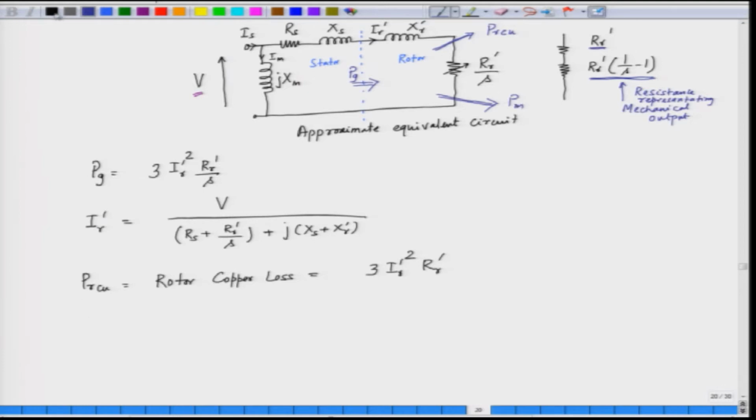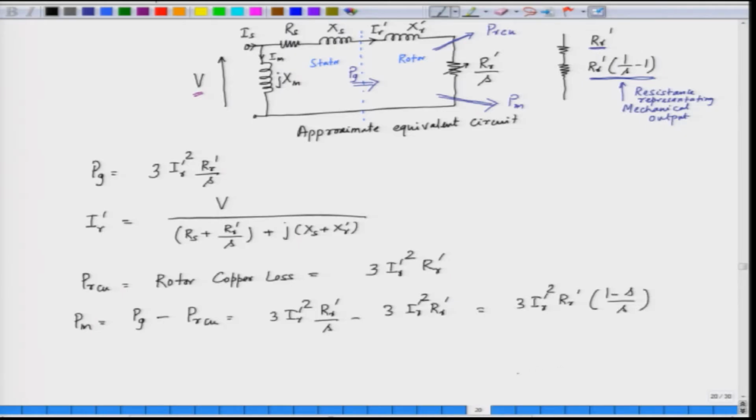The power which comes out of this is the mechanical power, that is P mechanical. So, P mechanical is equal to the air gap power crossing the air gap minus the rotor copper loss, that is equal to 3 I r square R r by S minus 3 I r square R r prime. Now, that is equal to 3 I r square R r prime into (1 minus S) by S.